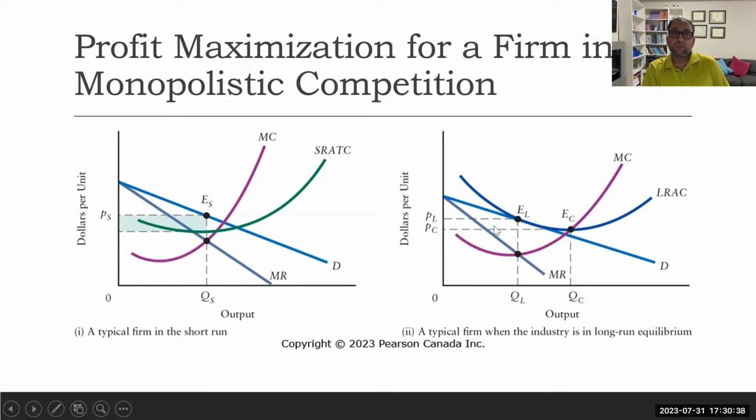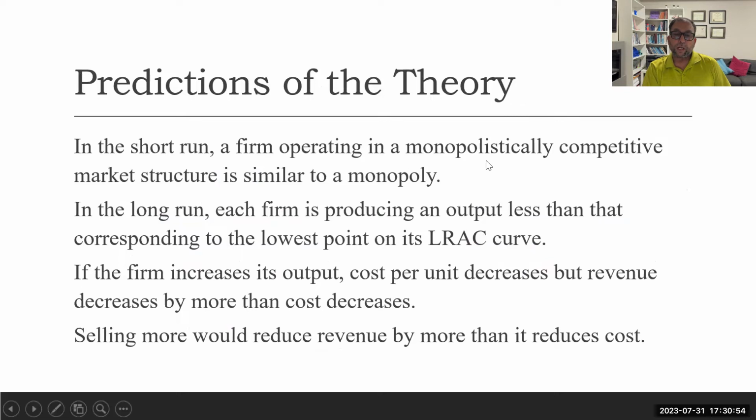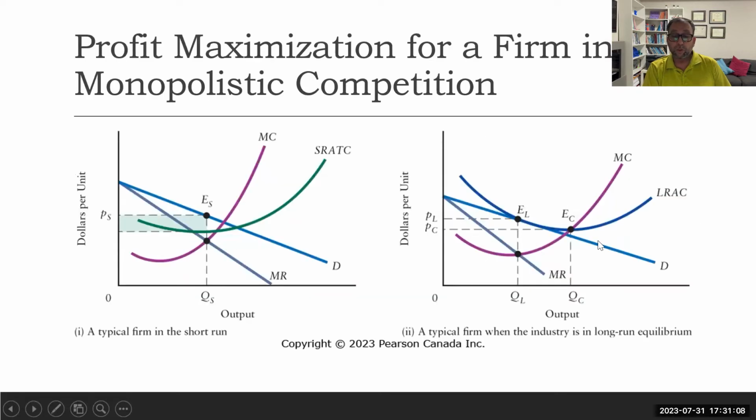So what we can say very easily from these two graphs is that in the short run, monopolistic competition can earn economic profit, but in the long run, it is not possible. So they operate at zero economic profit. In the short run, firms operating in a monopolistically competitive market structure are similar to a monopoly. In the long run, each firm is producing an output less than that corresponding to the lowest point on its LRAC curve. And we see here that they are not producing at this point, they are producing at EL. So EL is lower than the minimum of LRAC.